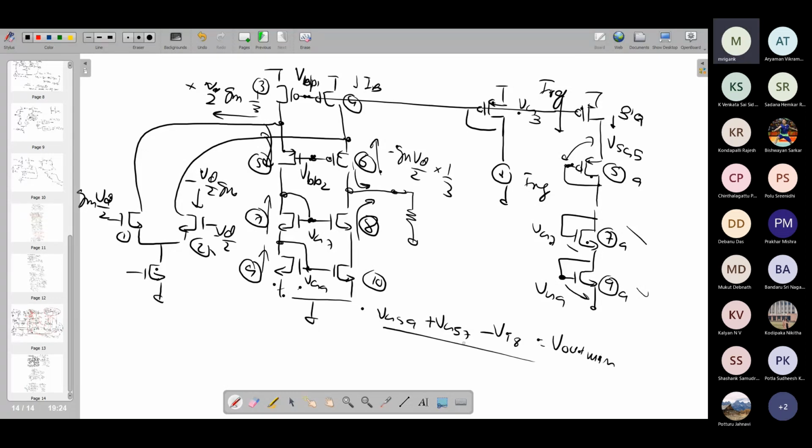So V out min is limited by this: whatever is your VGS of 9, VGS of 7, minus VT8. And likewise on the upper side, it will be limited by whatever is the bias voltage at the gate of M5, which in this case is generated by this particular mirror. So is this clear? This is how you can bias this kind of cascode stage.